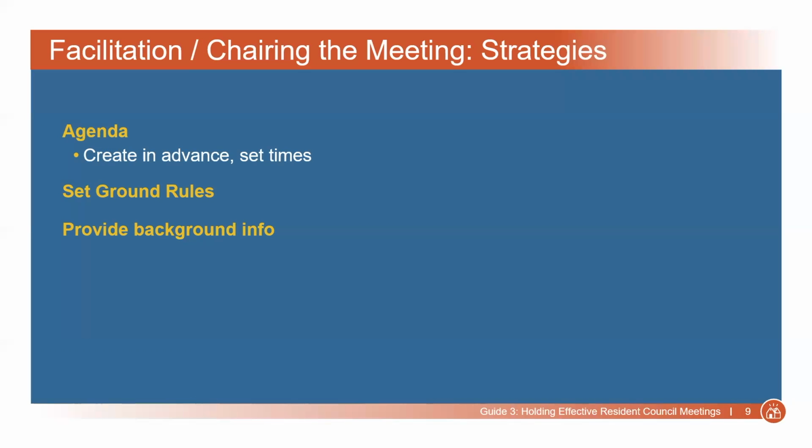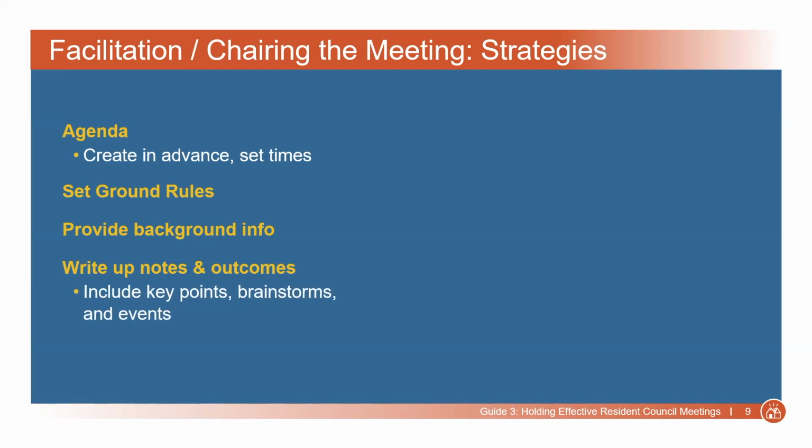If you don't have time to review information during the meeting, you may want to have one person designated to catch people up or a volunteer to talk to people after the meeting. Write up notes and outcomes as you go along. Write up key points, including proposals, brainstorm ideas, and events where people can see them during the meeting. Have a note taker write up decisions and to do items as well.